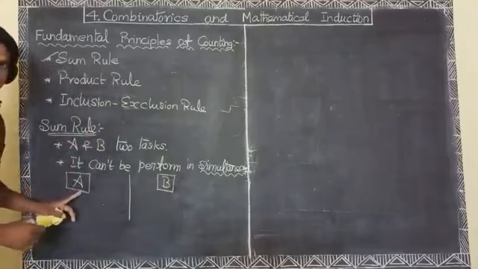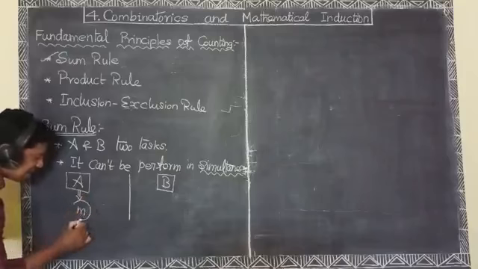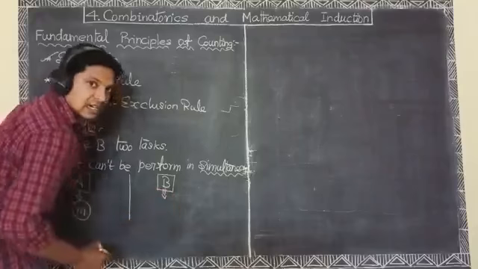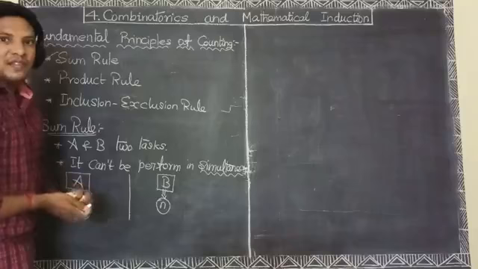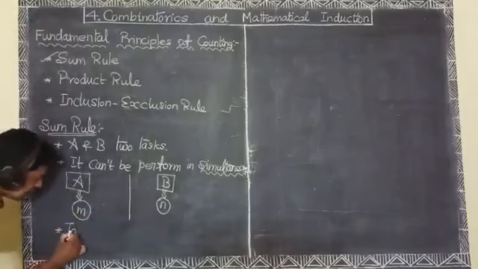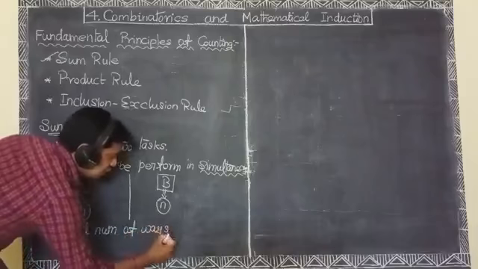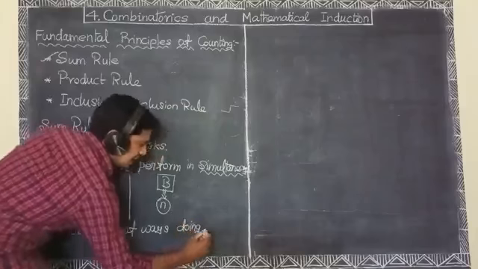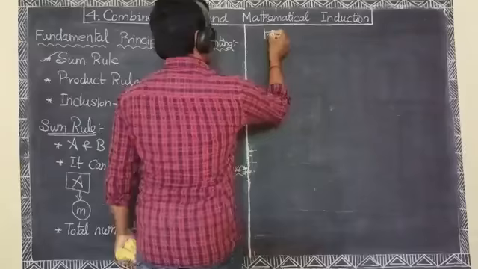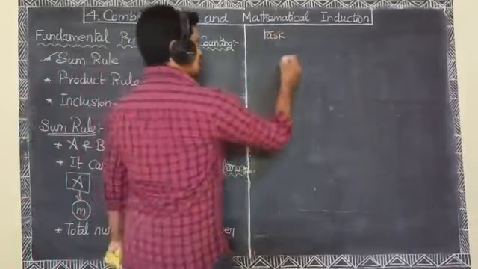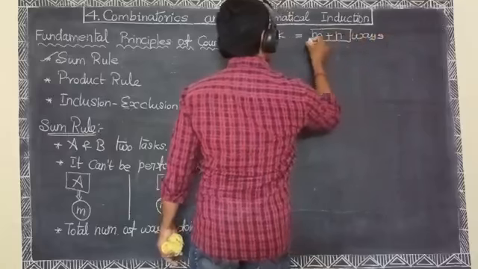If the first task A can be performed in m different ways, and the second task B can be done in n different ways, then the total number of ways of doing either task, that is either A or B, is equal to m plus n ways. Okay, m plus n ways.